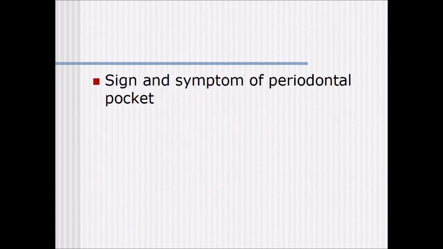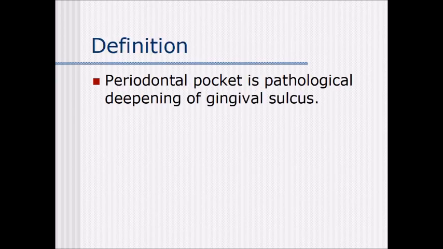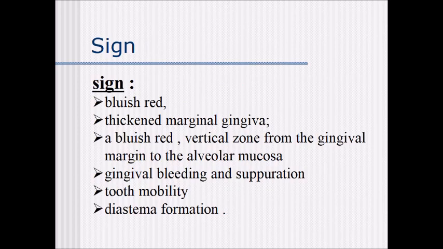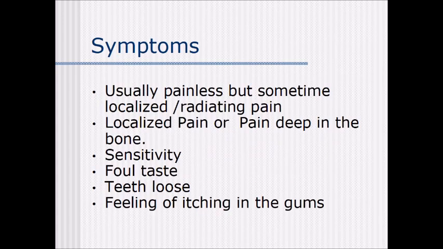Coming on to the next question, signs and symptoms of periodontal pocket. Now, definition of pocket. Periodontal pocket is pathological deepening of the gingival sulcus. Signs will be bluish red, thickened marginal gingiva, bluish red vertical zone from gingival margin to alveolar mucosa, gingival bleeding and suppuration, tooth mobility and diastema formation.